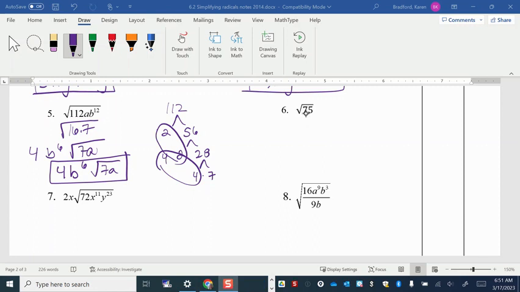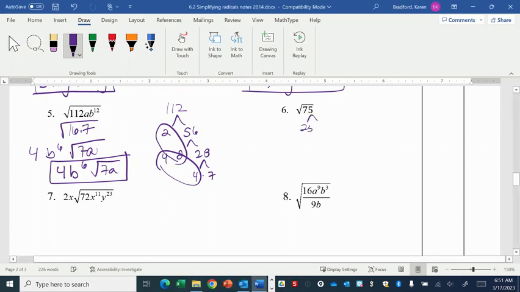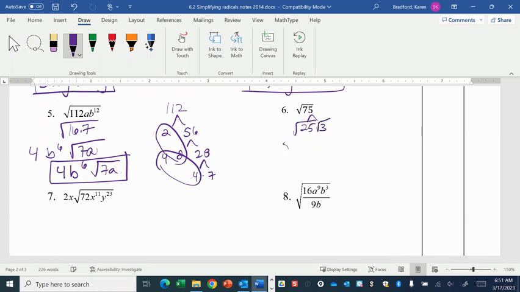Okay, welcome back. For number 6, we broke this up to 25 times 3. We know the square root of 25, which is 5, but we don't know the square root of 3, so we're going to leave it as 5 radical 3.